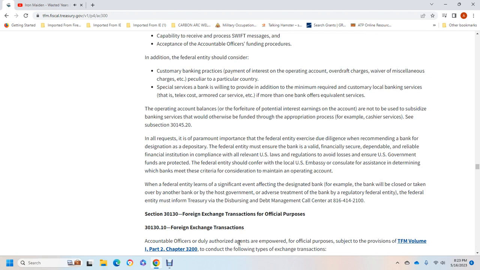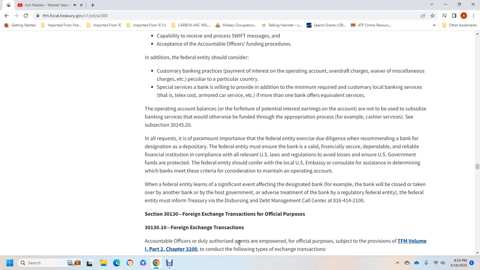Alright, and all records are of paramount importance for the federal entity, with the express due diligence recommendation of the bank for the designation of the positive authority. The federal entity must ensure the bank is available with financial security, depending on a reliable financial institution complying with the relevant U.S. laws and regulations, to avoid losses to the interest of U.S. government funds. The protective federal entity should confer with the local U.S. entity to consolidate its system for determining which banks must meet the criteria for categorization, maintaining an operating account, federal entity for the earnings of significant value of the designated bank.